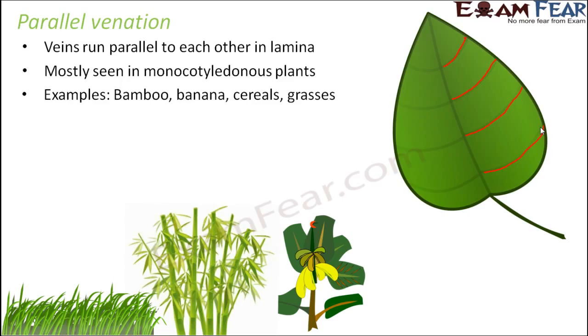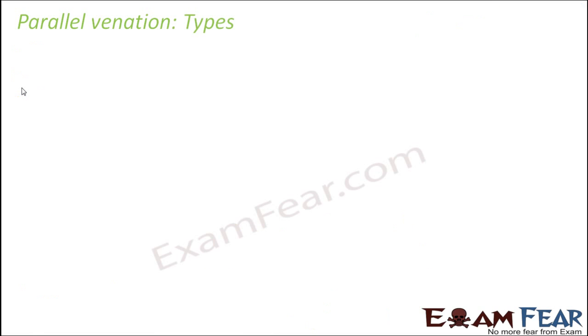So if you want to compare parallel venation with reticulate venation, you can take the leaf of a hibiscus flower and a grass leaf. If you compare both, you will very clearly be able to see the difference between parallel and reticulate venation. Now again, parallel venation also has types. The first is pinnate parallel venation and the second is palmate parallel venation.